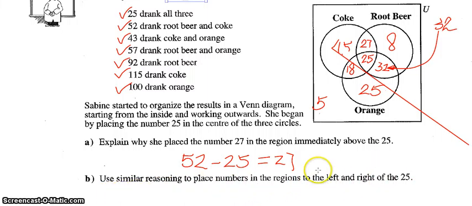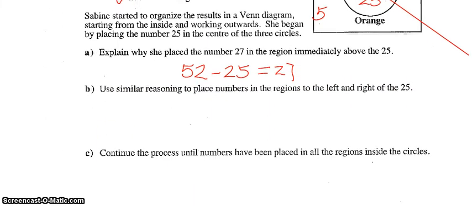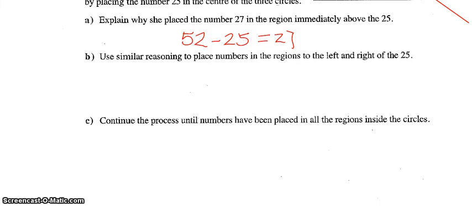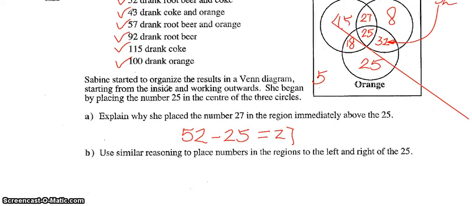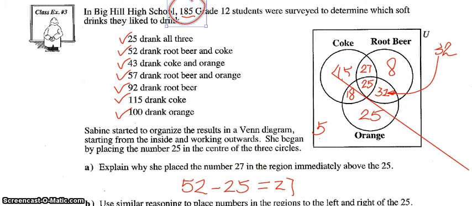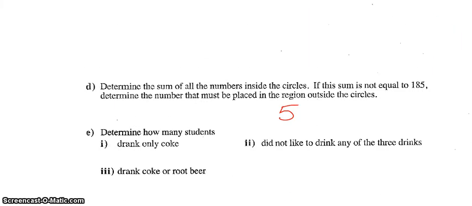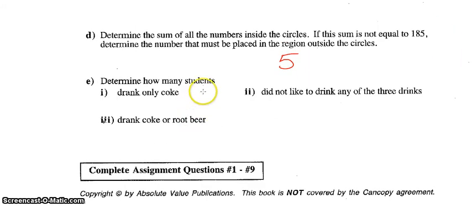Oh, okay, so they just have steps here to guide you through. And then you did everything, right? We fit out the numbers there. Determine the sum. If the sum is not equal to 185, determine the number that must be placed in the region outside the circle. We did that. The answer is 5. Okay, now looking at the diagram, determine how many students drank only Coke. Okay, only Coke but not anything. You look here, 45 students only drink Coke. So that's the answer, 45.